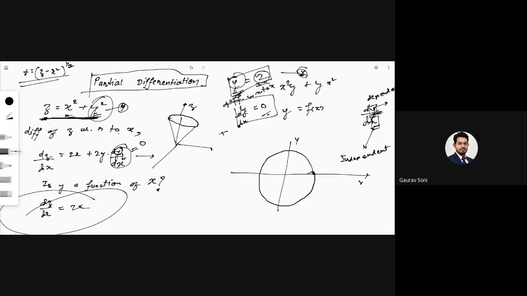Look what we have written here, the equation that Pratik told me. The equation is dz by dx is equal to 2x plus 2y dy by dx. This is the total differentiation.